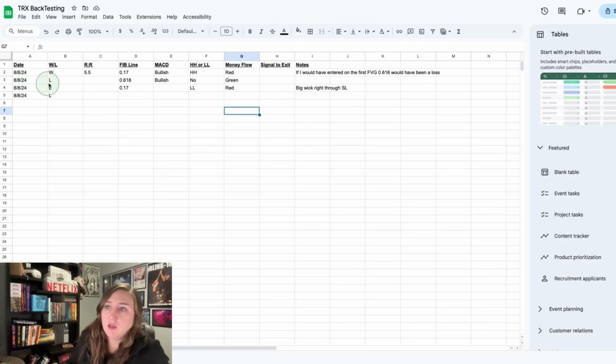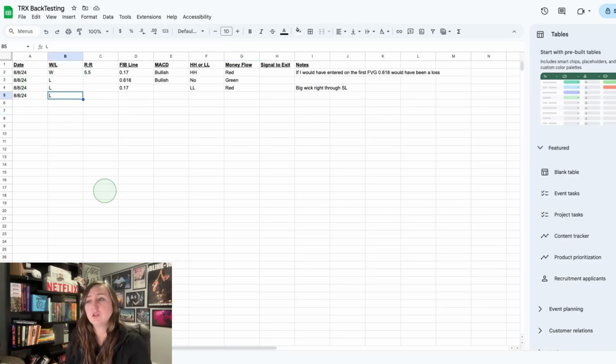And you'll see here I marked down win or loss, right? This is just a backtesting session before I put any money into this. So this is what I normally do. You can do the same with meme coins, just so you're not risking a lot in the beginning. This helps you get practice down, right? You're not going to jump into something and be great at it right away.